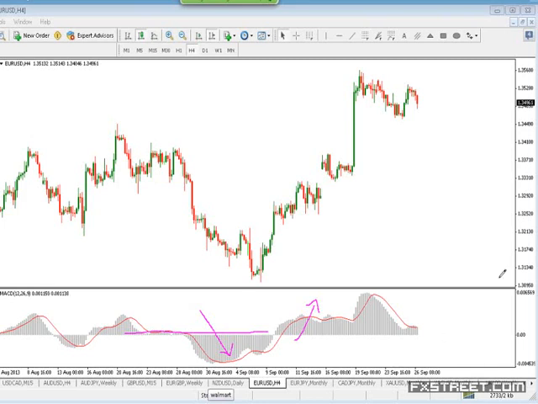Of course, your MACD also gives you your divergence. As we can see over here, price makes a lower low, while your MACD histograms make a higher low, which is a classical bullish divergence. And divergence is a reversal pattern. So your MACD also gives you the advantage of divergence.